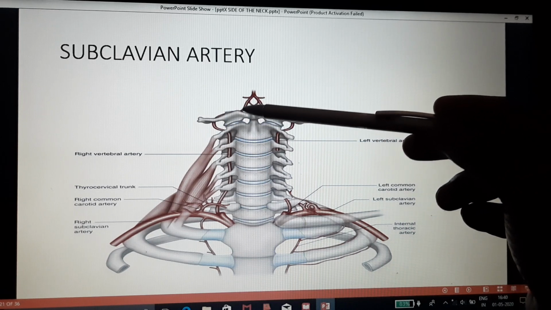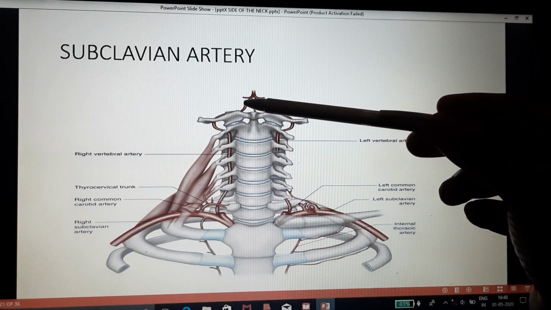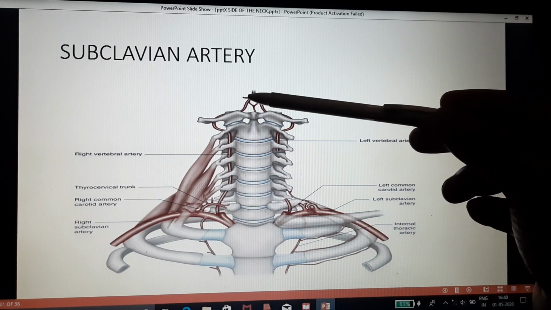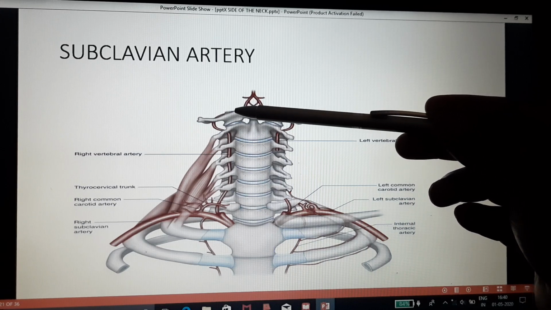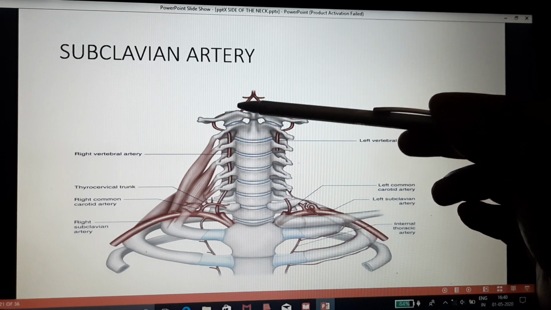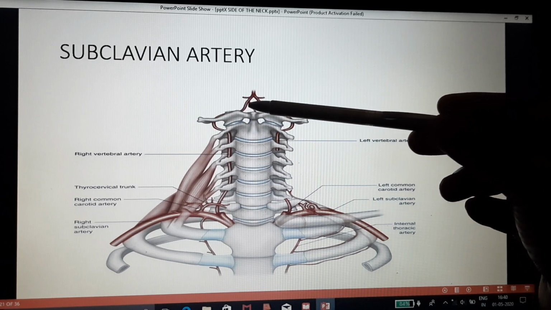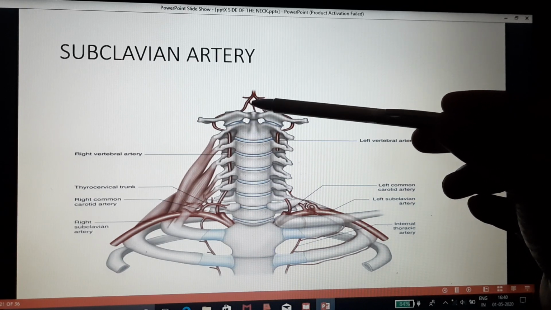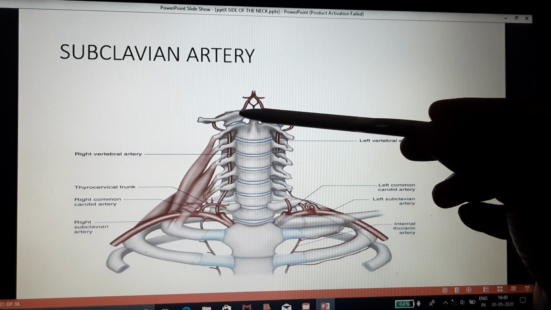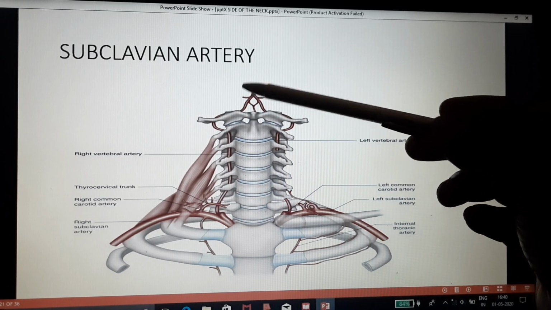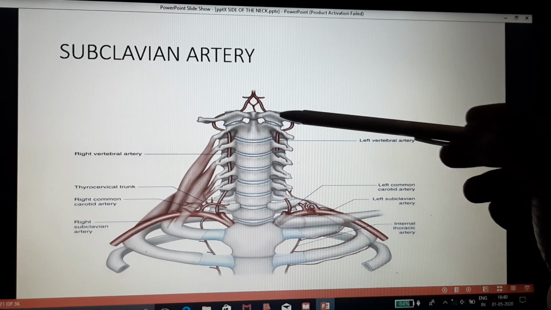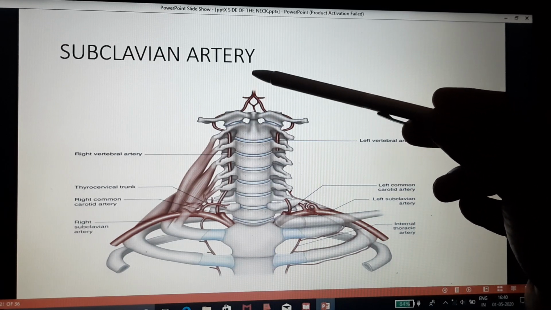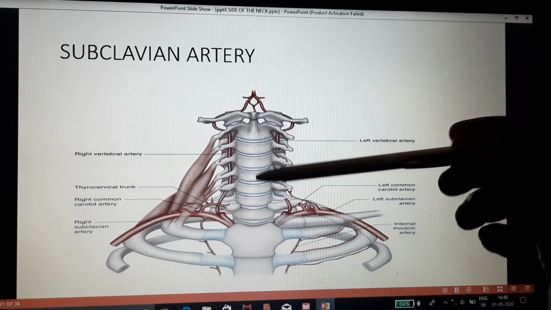Then it turns medially and pierces the posterior atlanto-occipital membrane. This membrane is present between the atlas and the occipital bone. After piercing the atlanto-occipital membrane, it pierces the dura mater, then the arachnoid mater, and it runs in the subarachnoid space. Then it runs upward, and at the lower border of the pons, it joins the other vertebral artery and forms the basilar artery.